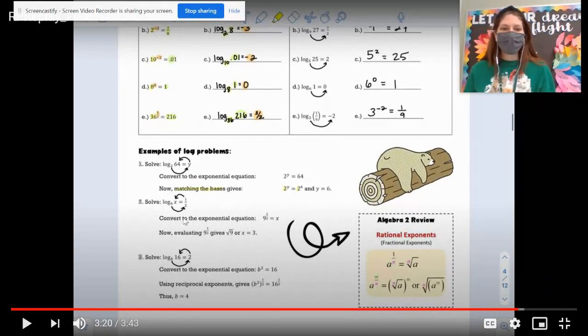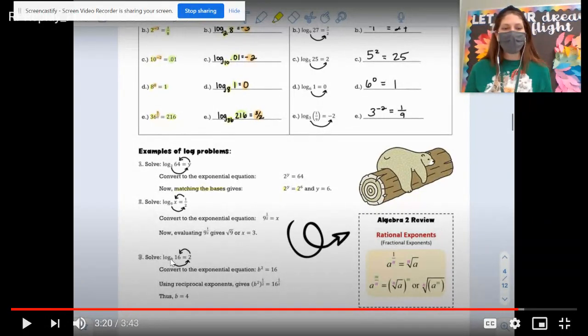In 2, I switch forms. So 9 to the 1/2 power equals x. And that variable is all by itself, so I just need to evaluate this. Here's some Algebra 2 review. When you have a fractional exponent, the top number is the power, the bottom number is the root. So you take the square root of 9 and then raise it to the first power. So you end up with 3.